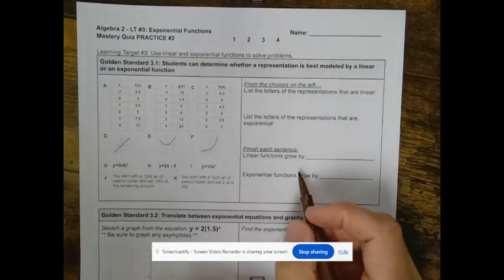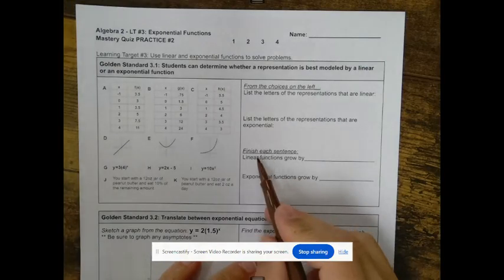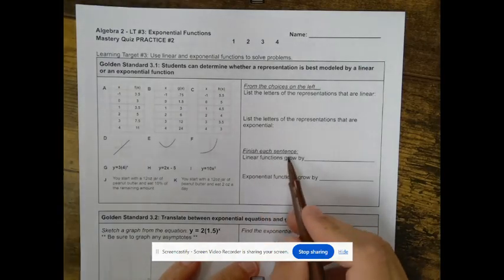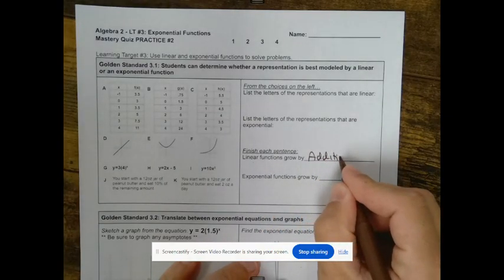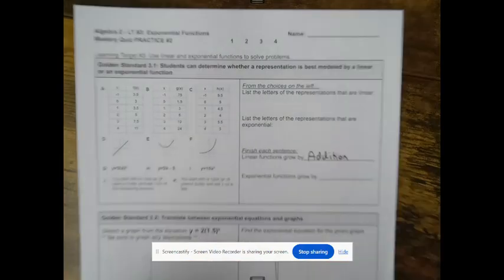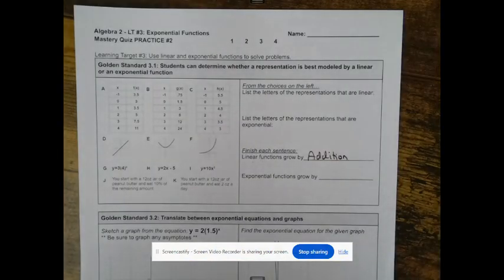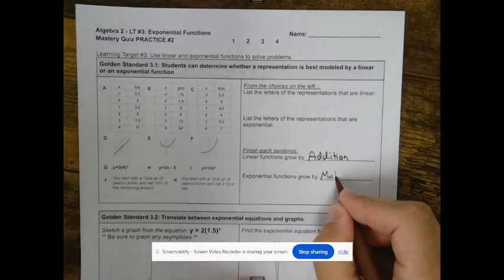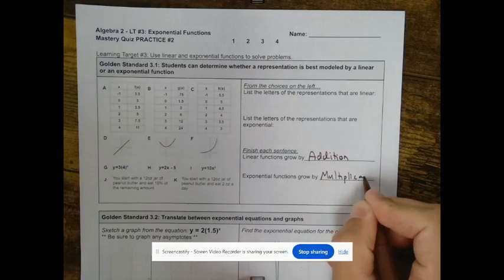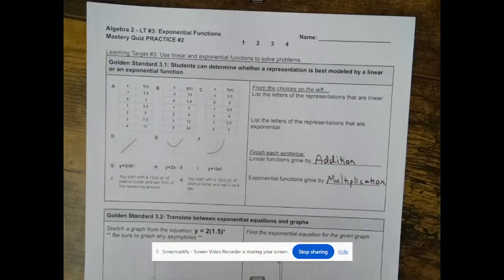In order to think about this, I kind of like going back and starting here first. Linear functions always grow by addition, or subtraction, which is just addition by negative numbers. Exponential functions grow by multiplication. Division is just multiplication by a fraction between 0 and 1. So thinking about that really helps us figure out which representations are linear versus exponential.